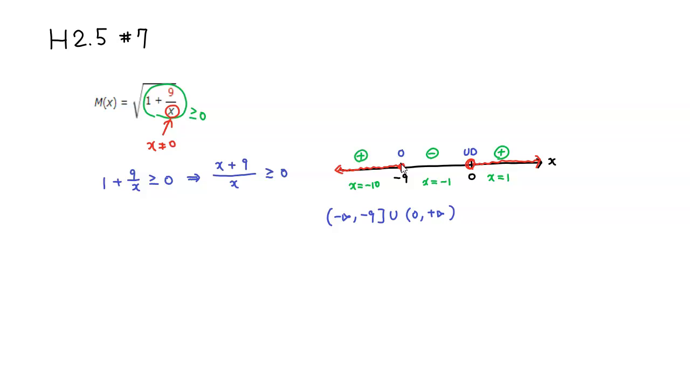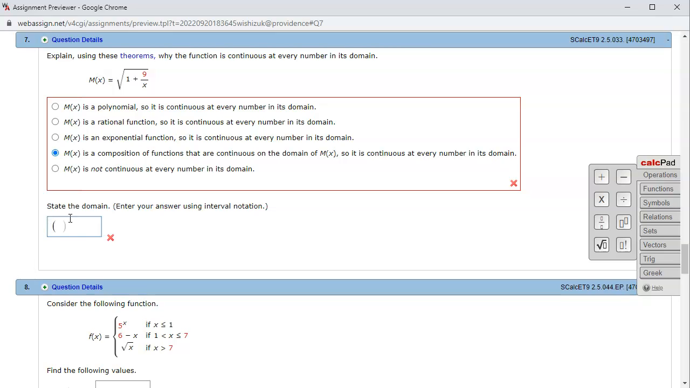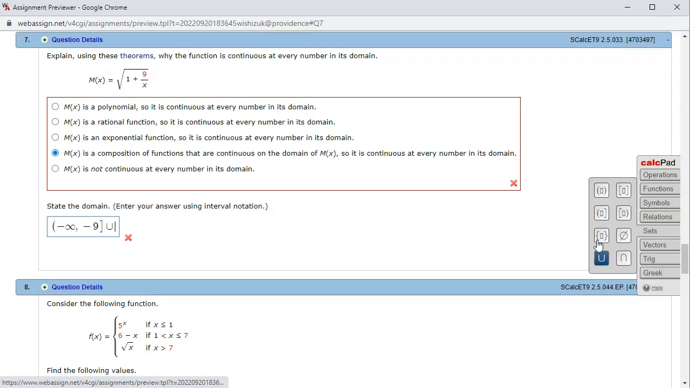So let's type it in. The domain is negative infinity to negative 9, including that, and then we need the union notation, and then start from 0 and go all the way up.